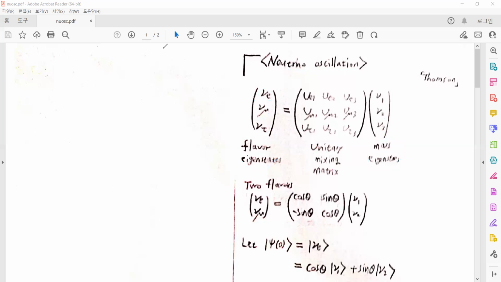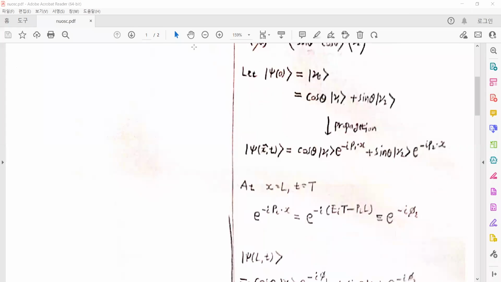Let the initial state be the electron neutrino. It will propagate as each mass eigenstate. So the flavor eigenstate is converted to the mass eigenstates with the mixing matrix components. And during the propagation, a time evolution factor is multiplied for each mass eigenstate.